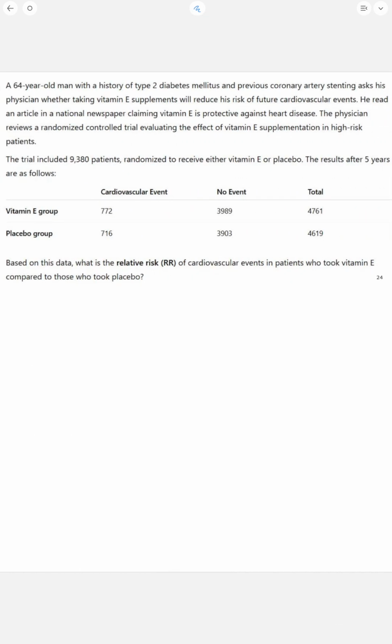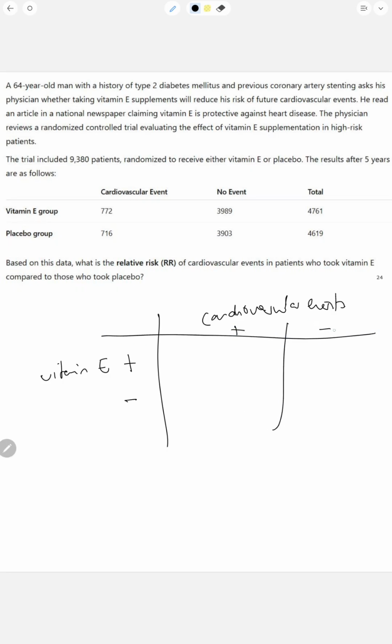A 64-year-old man with a history of type 2 diabetes and previous coronary artery disease asked his physician whether taking vitamin E supplements, so that's our risk or our exposure, vitamin E. So let's put that down there. Will reduce his risk of future cardiovascular events. So our outcome is cardiovascular events. The trial included 9,380 patients, so that's our grand total, randomized to either vitamin E or placebos. So vitamin E positive, vitamin E negative, cardiovascular event positive, cardiovascular event negative.